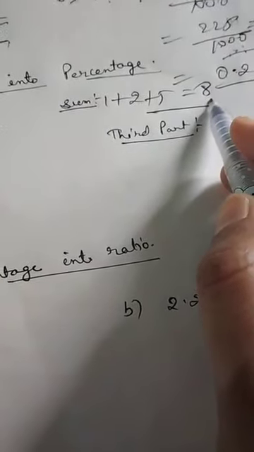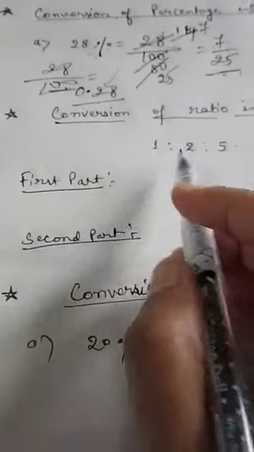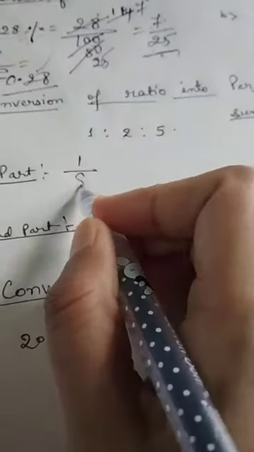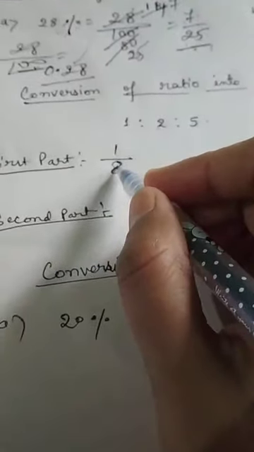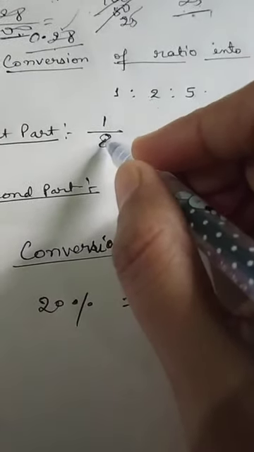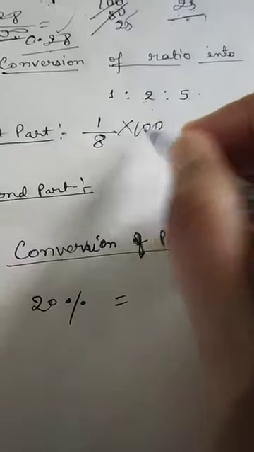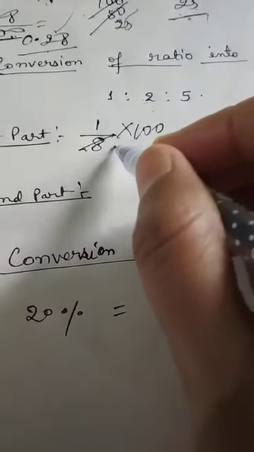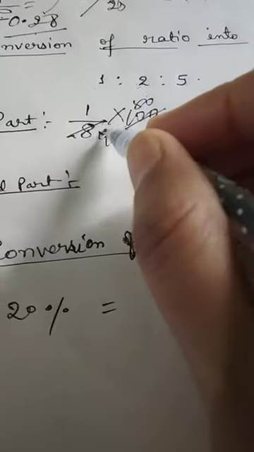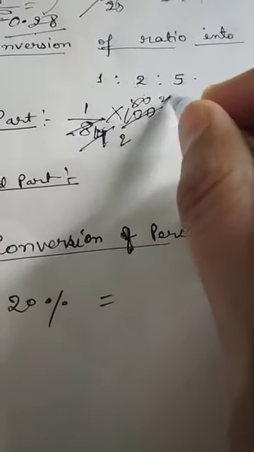First of all we will add the ratio. After that we will change the first part into percentage. So 1 out of this total ratio 8, but you have to change this into percentage. Whenever we have to change anything into percentage, we just multiply by 100. So 2 4s are 8, 2 5s are 10. So here is 2, 2 2s are 4, 2 25s are.